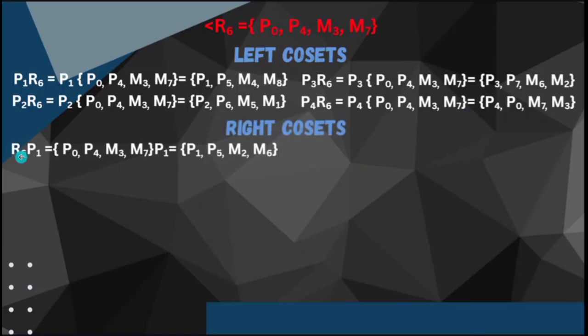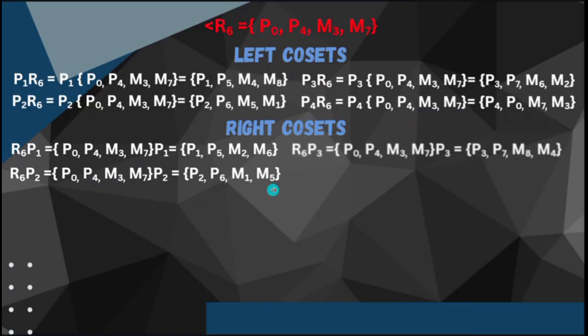R sub 6 multiplied by rho sub 1. The results: rho sub 1, rho sub 5, mu sub 2, and mu sub 6. For R sub 6 multiplied by rho sub 2, we have rho sub 2, rho sub 6, mu sub 1, and mu sub 5. For R sub 6 multiplied by rho sub 3, we have rho sub 3, rho sub 7, mu sub 8, and mu sub 4.